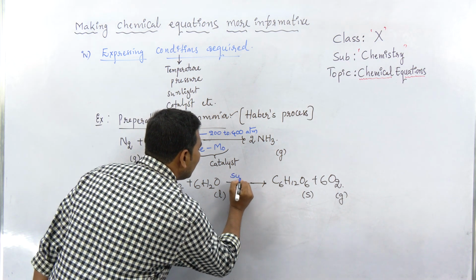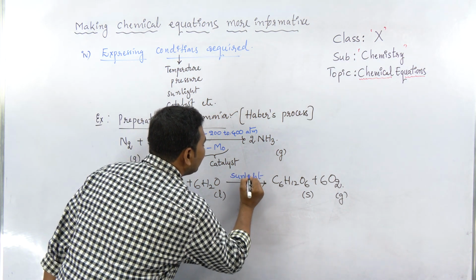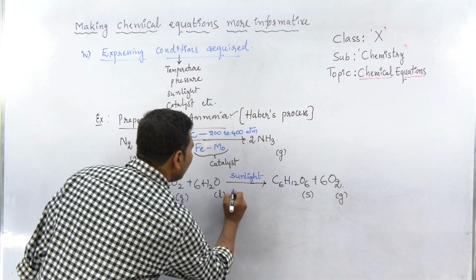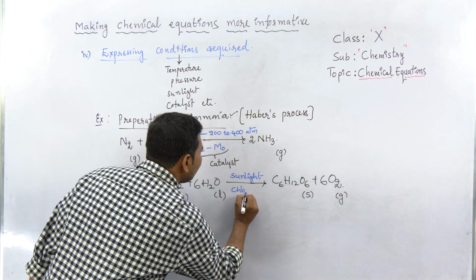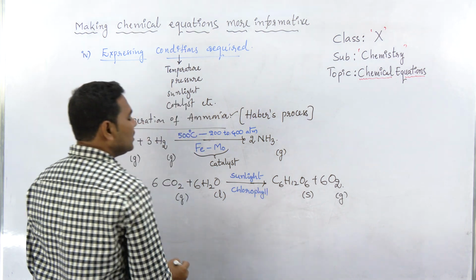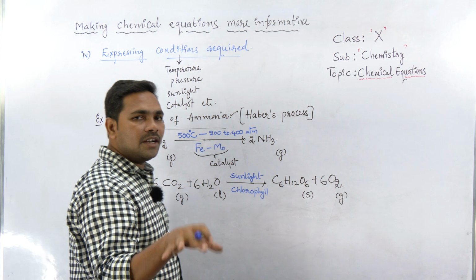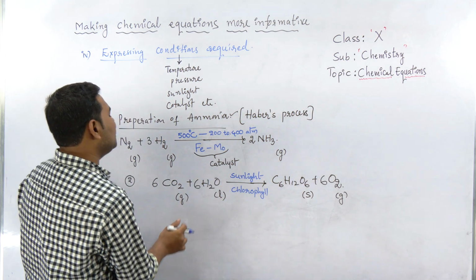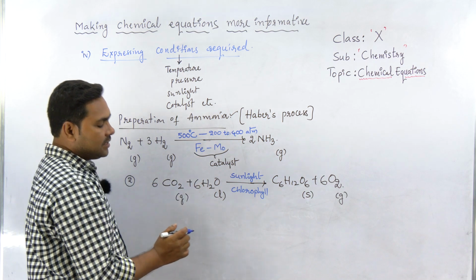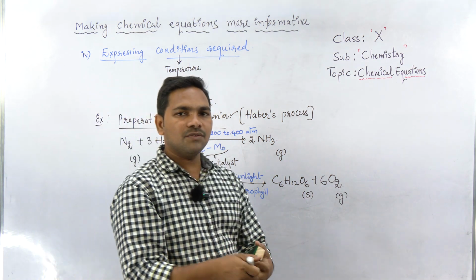I write sunlight. For writing conditions, I am using the space above and below the arrow mark. Sunlight is required, and what else is required? We also require chlorophyll. So in this case, sunlight and chlorophyll are the conditions required for this chemical change. In the earlier case, the temperature and pressure and also a catalyst are required.